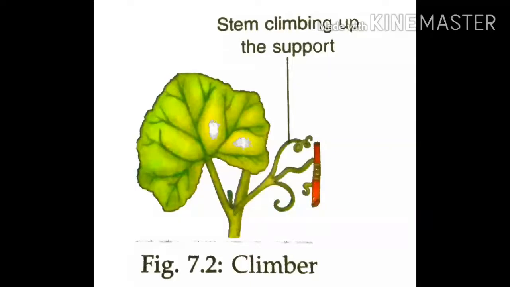So this one is also a modified stem. This spirally coiled structure is also a modified stem. This one gives support to the weak stems. See in this picture, that coil-like, spring-like structure is there, that one we call a modified stem. That one gives support to the weak stems.